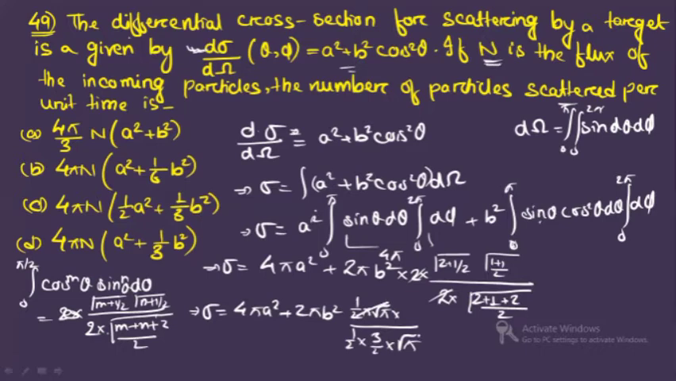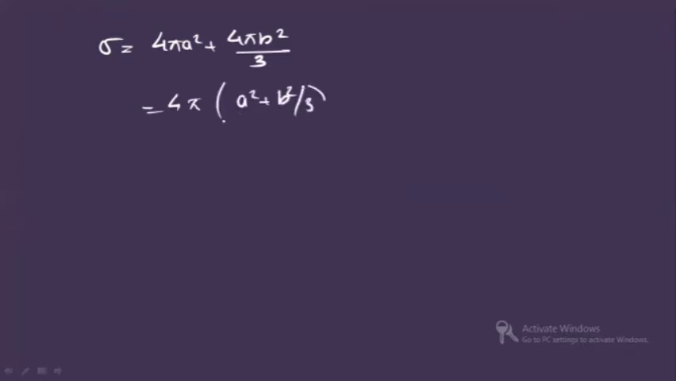So if you see this 1 by 2 root pi, this will get cancelled. And what will remain here? If you take this 3 to the numerator, you will have here 4 pi a square, as it is. If you take this 2 to the numerator, what you will have? 2 to the 4, right? Pi b square. 3 will be in the denominator itself. So what we got is sigma is equal to 4 pi a square plus 4 pi b square divided by 3. If I take 4 pi common, what you will have here? A square plus b square by 3, right?